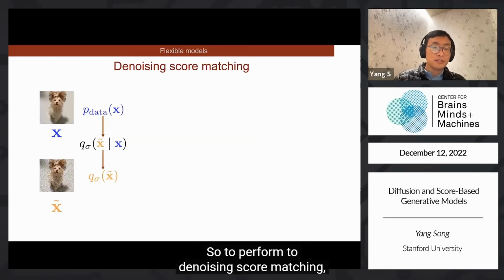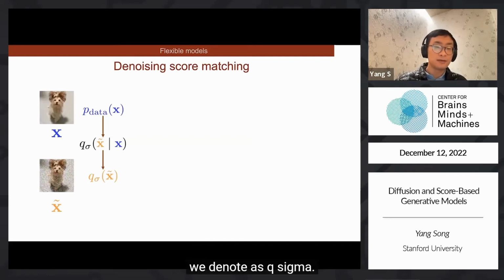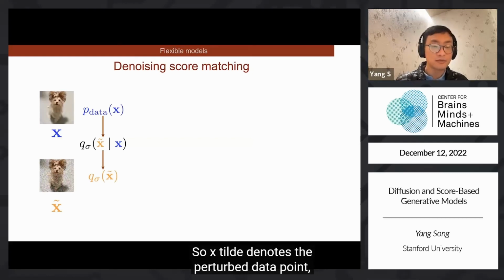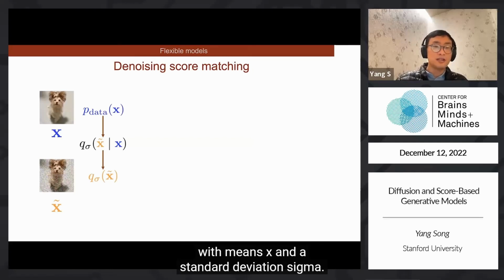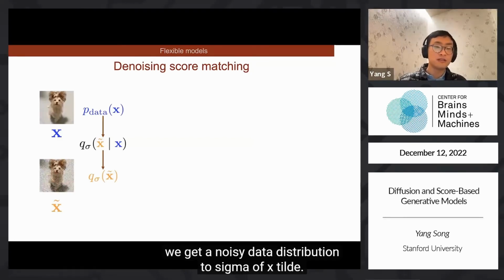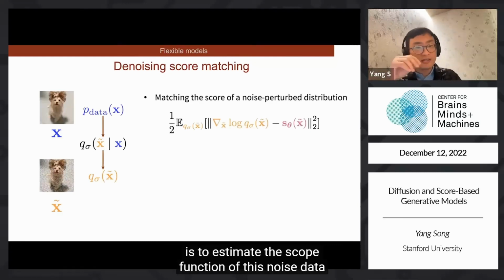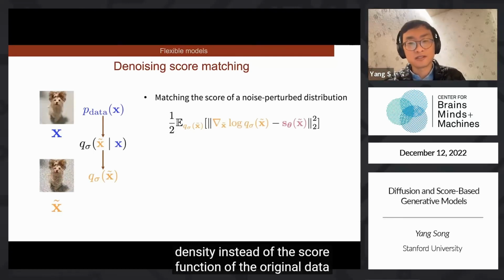So to perform denoising score matching, we need to design a perturbation kernel, which we denote as Q sigma. Q x tilde denotes the perturbed data point, and x denotes the original noise-free data point. Q sigma can typically be a Gaussian distribution with mean x and a standard deviation sigma. After convolving this perturbation kernel with our original data distribution, we get a noisy data distribution Q sigma of x tilde. The key idea of denoising score matching is to estimate the score function of this noisy data density instead of the score function of the original data density.